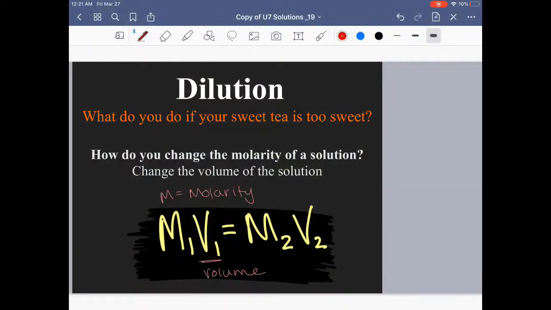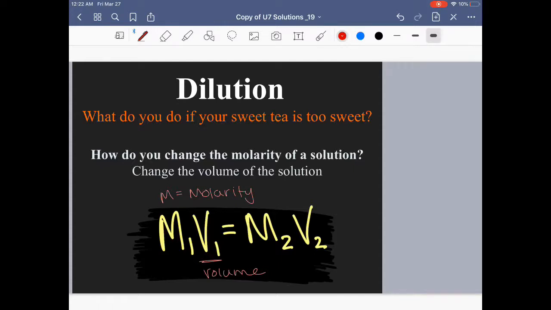All right, so last thing here, we're going to talk about dilution and our dilution formula. So what do you do if your sweet tea is too sweet? You're going to change the molarity of it. You're going to change the dilution of it. So therefore, you're going to change the volume of your solution. You're going to add some more water, dilute it out so that it's not as sweet, right?